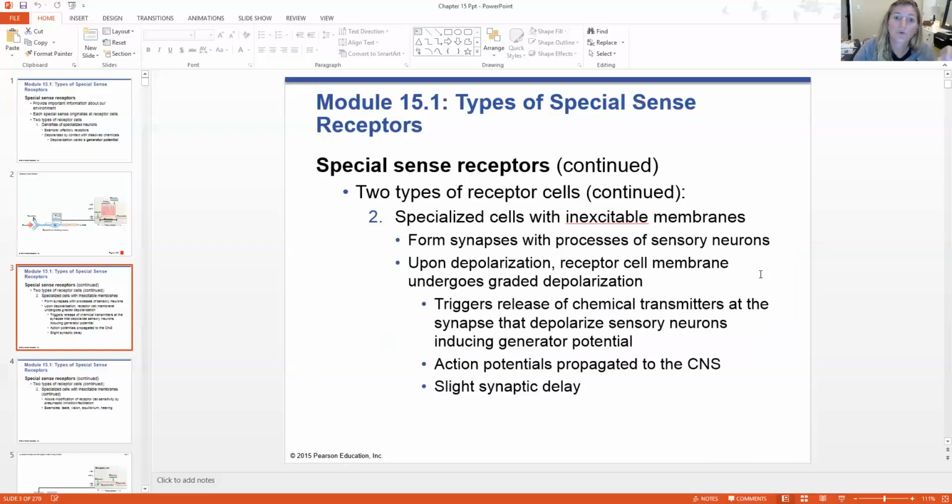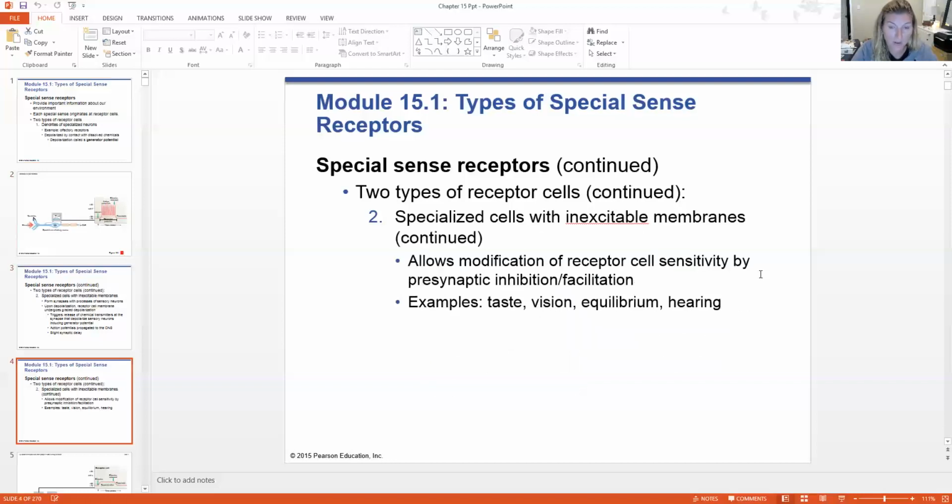These are going to form synapses with the processes of sensory neurons. When they are depolarized, they will undergo a graded depolarization. They will trigger a release of chemical transmitters at the synapse, and they will depolarize the sensory neurons to induce that generator potential. So the action potentials will then be propagated to the central nervous system, and there is a slight synaptic delay with these specialized cells.